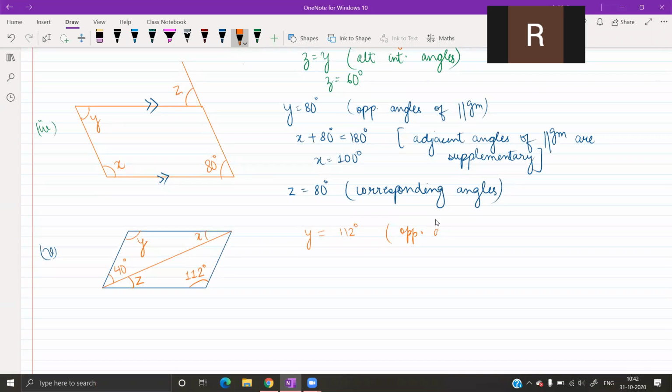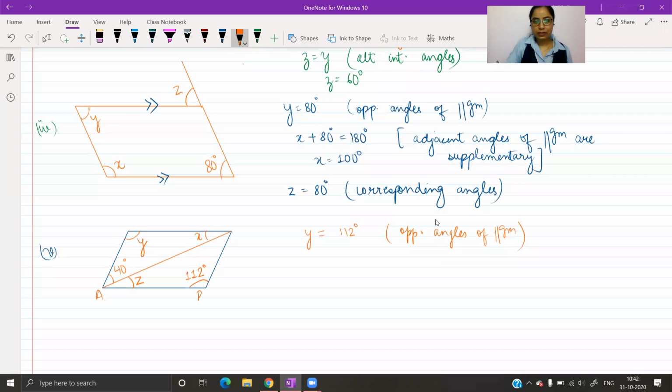All right. Let's write the answer. Opposite angles of a parallelogram are equal. Therefore, y is equal to 112. Then, it will be convenient if I just name this ABCD. I'm going to use angle sum property in triangle ADC. So x, y, and 40, the sum will be equal to 180 degrees. Out of x and y, y's value is 112. So x comes out to be 28 degrees.